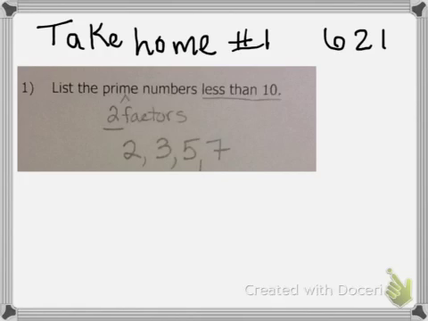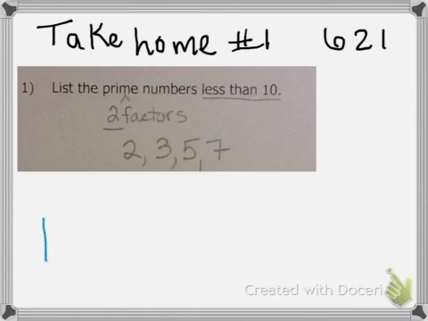Today we're going to be going over take-home number 1 for class 621. The first question is list the prime numbers less than 10. So that does not include 10, we're looking at numbers 9 and lower or smaller. Prime number means we're looking for a number that has two factors.